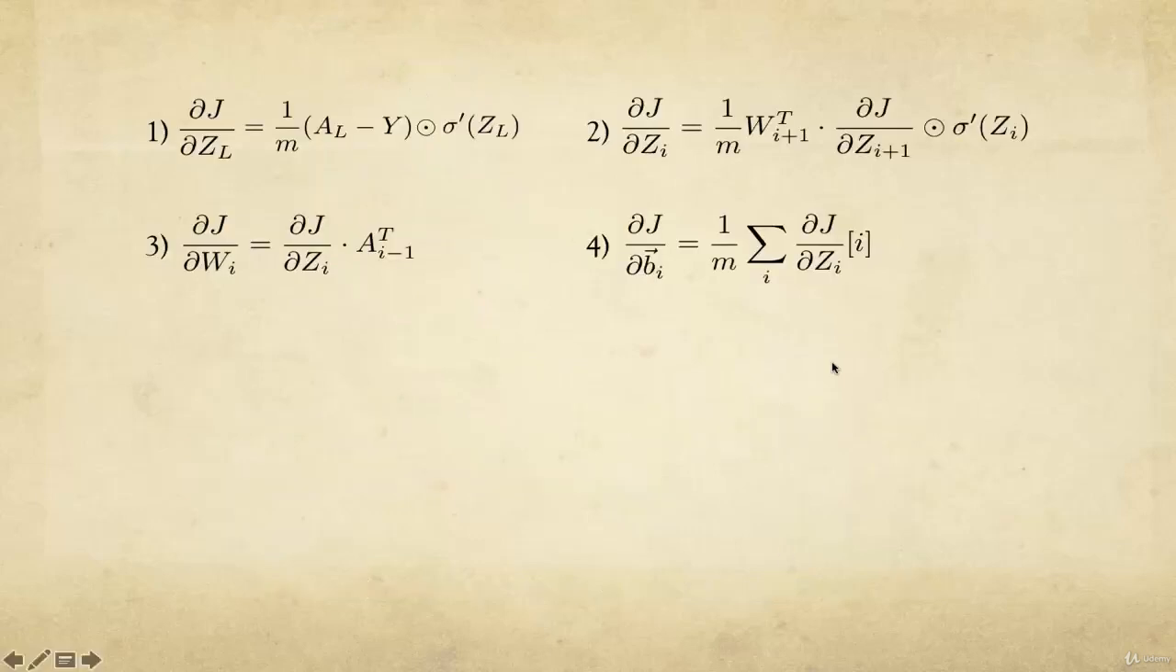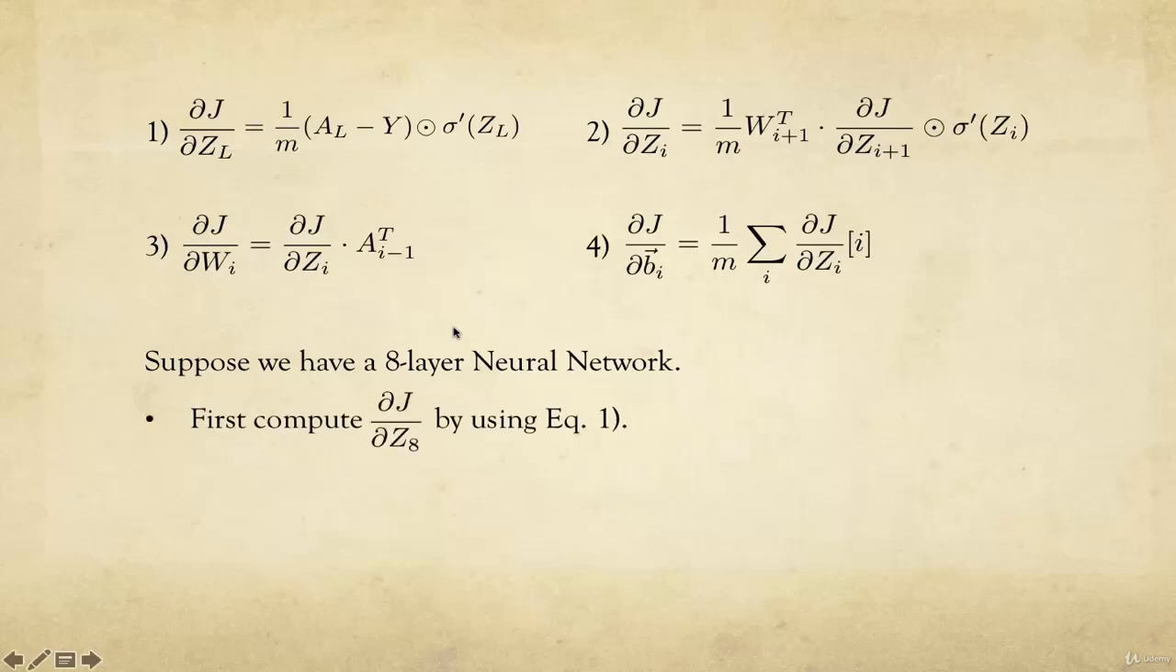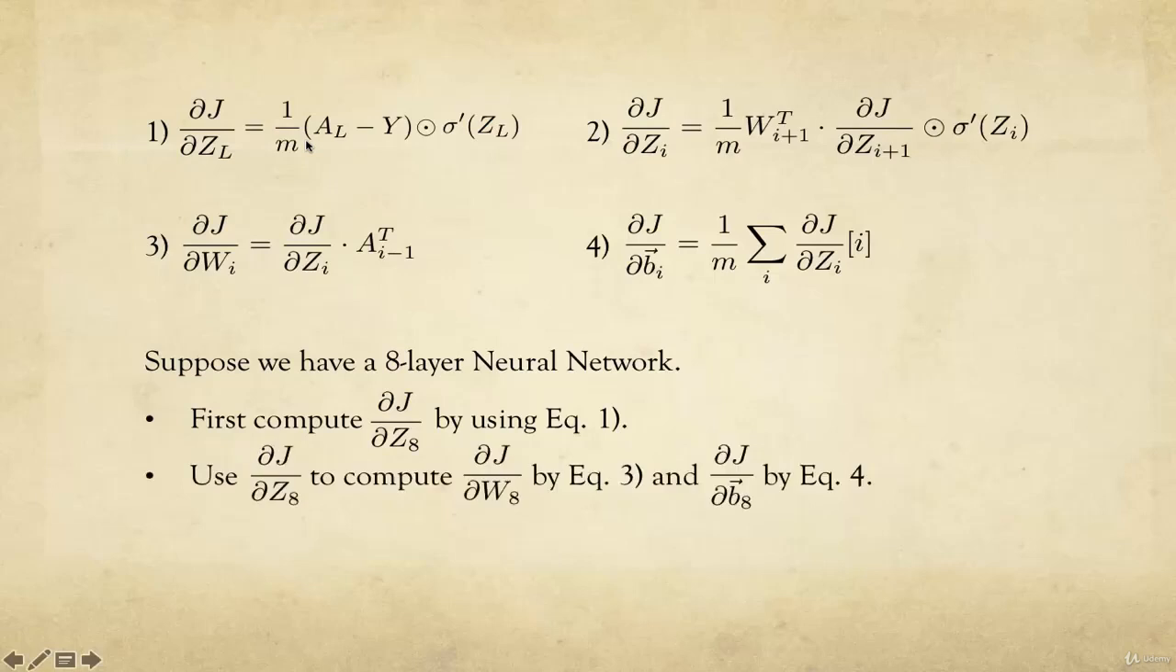You might notice that this is kind of intimidating. These 4 equations are very intimidating. Before we talk about that, let's just do one example of this. Suppose we have an 8-layer neural network. I want to show you how this is done algebraically here. First we differentiate dJ/dZ^8 by equation 1. Then from that we can use dJ/dZ^8 to find dJ/dW^8 by equation 3. We can use dJ/dZ^8 to find dJ/db^8 by equation 4.